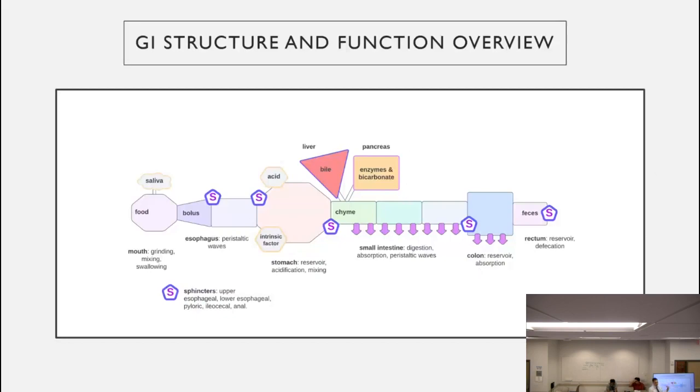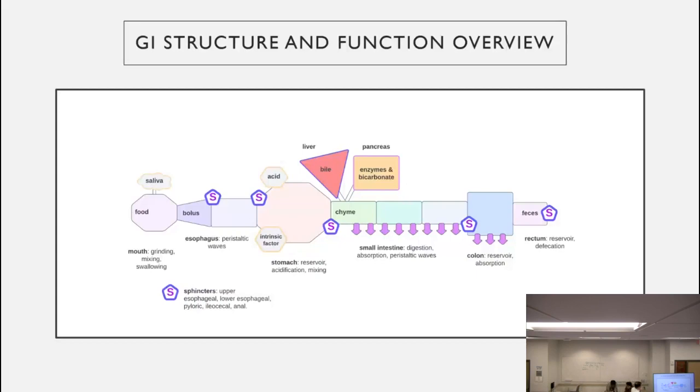Not backwards. Sometimes we need to move it backwards, for example, to activate the vomiting mechanism. When the body considers that there is something dangerous in that food, we try to eliminate it. So in the esophagus, we are going to have peristaltic waves that move the food towards the stomach.